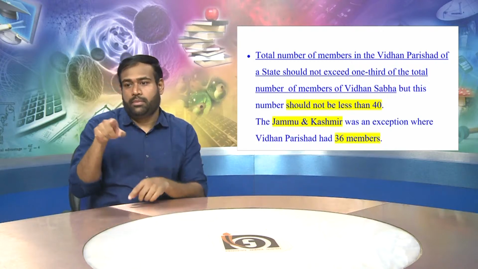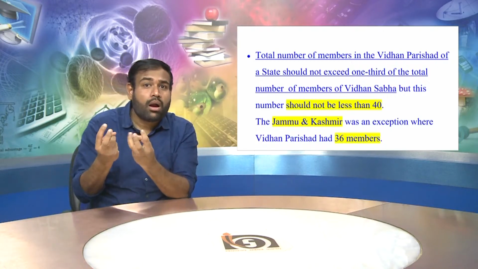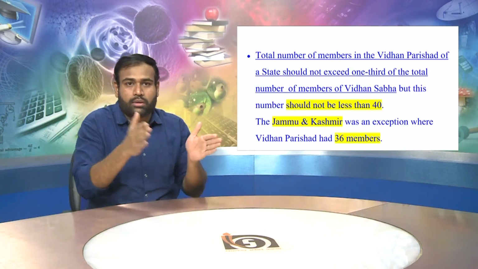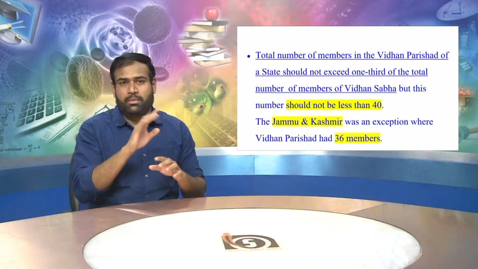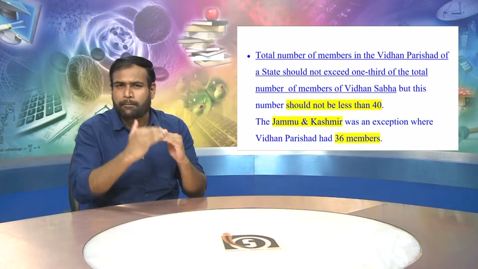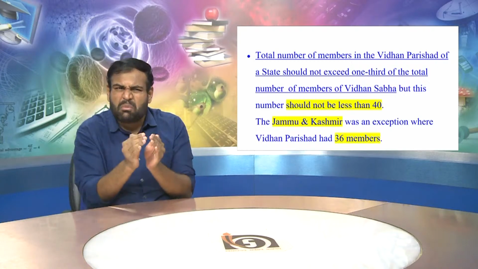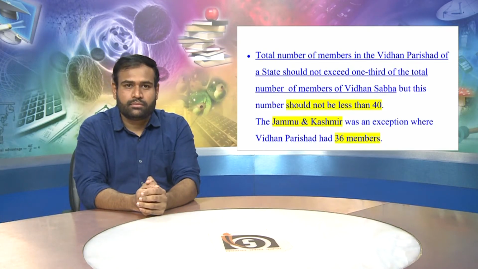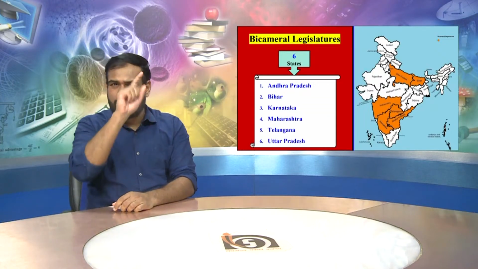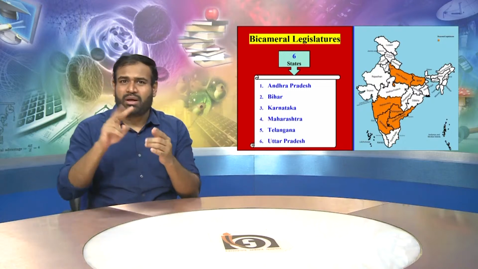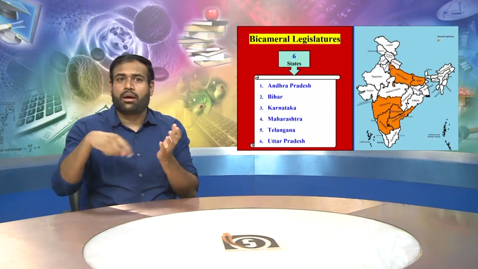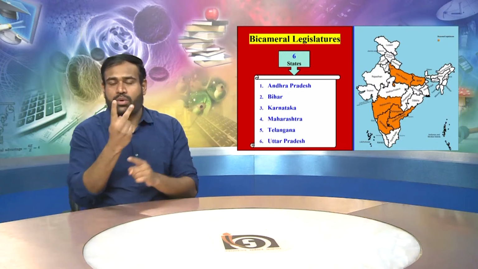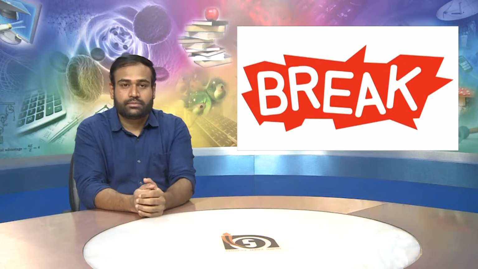Total number of members in Vidhan Parishad of a state should not exceed 1/3 of the total number of members in Vidhan Sabha, but this number should not be less than 40. Jammu and Kashmir was an exception where Vidhan Parishad had 36 members. Bicameral legislature has 6 states including Andhra Pradesh, Bihar, Maharashtra, Karnataka, Telangana and Uttar Pradesh.